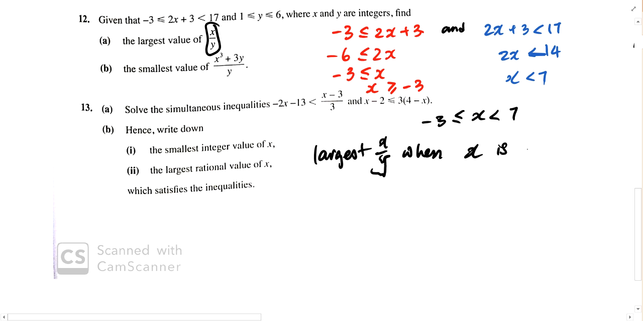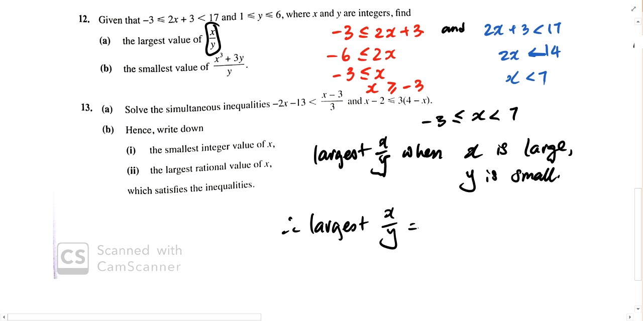x is large, y is small. So I want the largest x divided by the smallest y. Therefore, largest x over y equals to large x will be 6 divided by small y, in this case 1, which is 6.